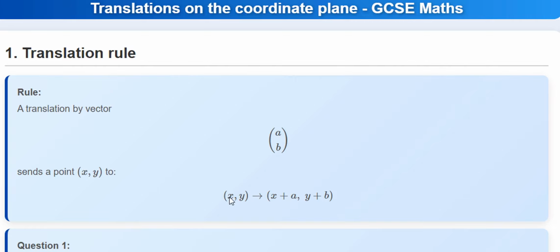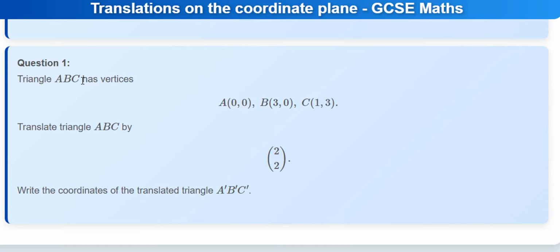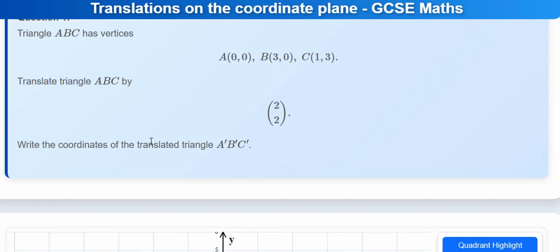With that knowledge, let us try an example. You are told triangle ABC has the vertices A (0, 0), B (3, 0), and C (1, 3). It is translated by a translation vector of (2, 2), where in this case a takes the value 2 and b also takes the value 2. You are then told to write the coordinates of the translated triangle. How do we go about this?